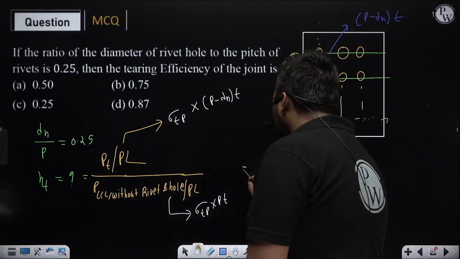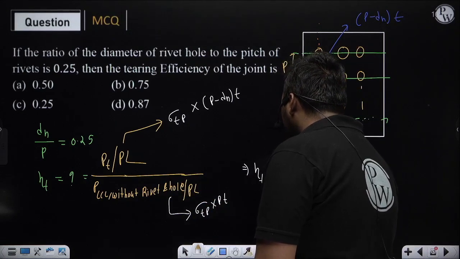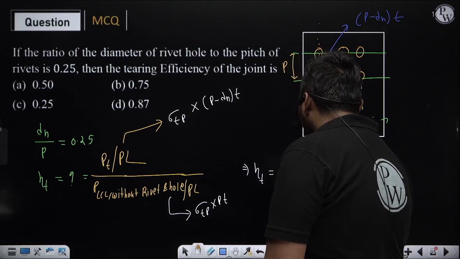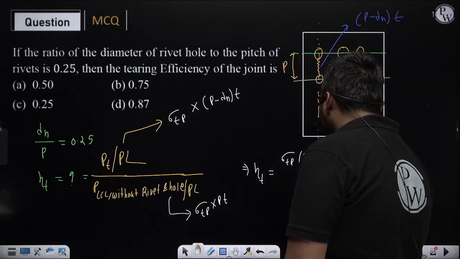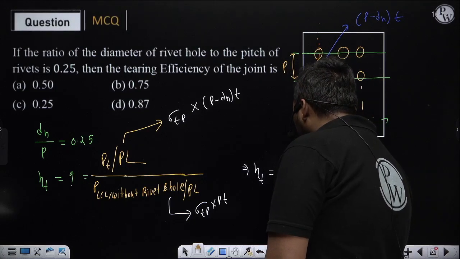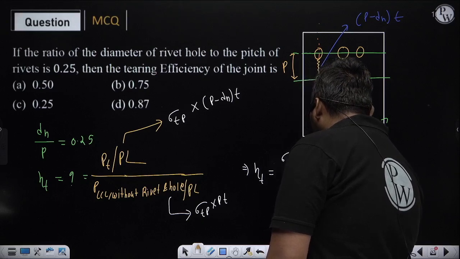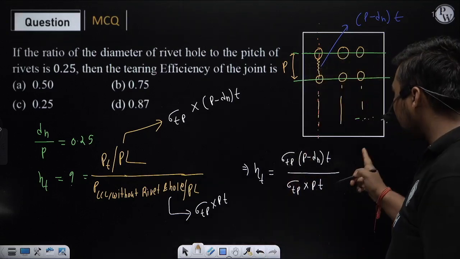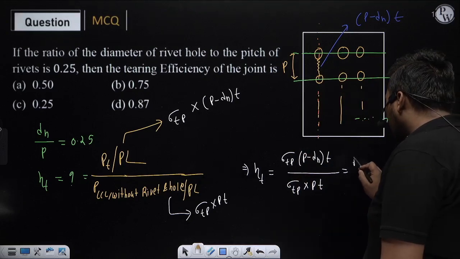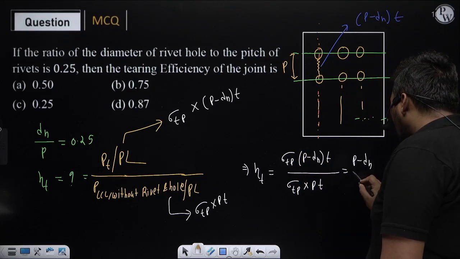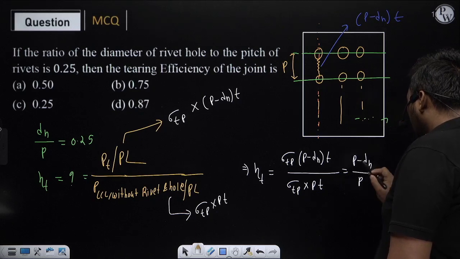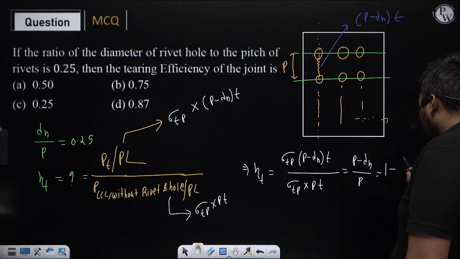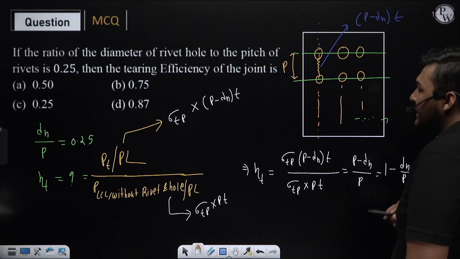So can I say ultimately in this question, tearing efficiency will be sigma TP into (P minus DH) into T divided by sigma TP into P into T. Now sigma TP will get cancelled, T will also get cancelled, so it will come (P minus DH) upon P. Now if you separate this, it will be 1 minus DH upon P.